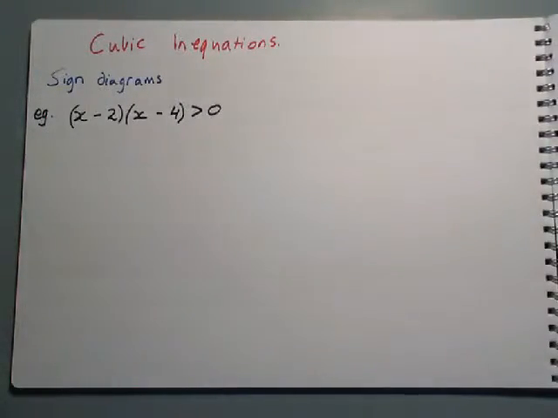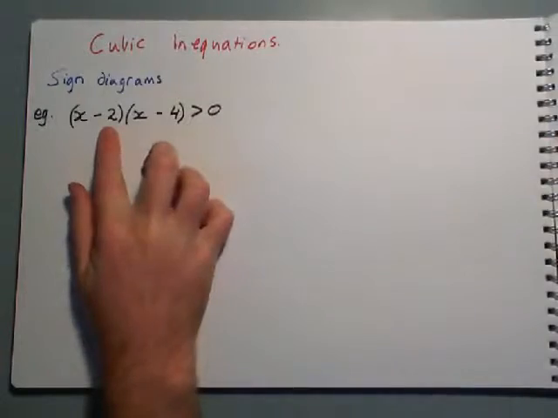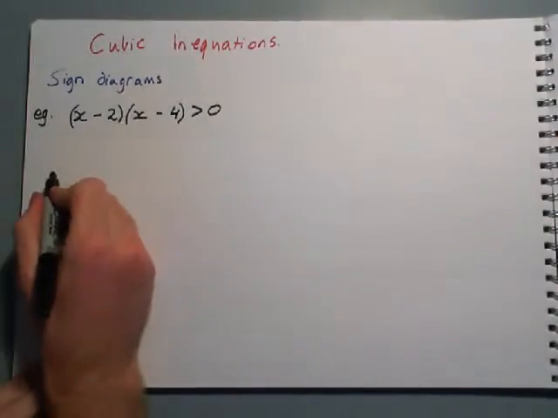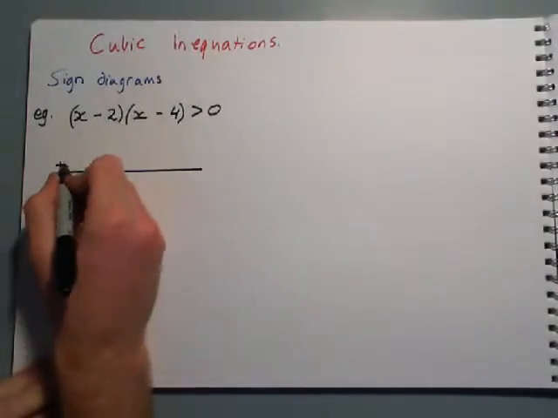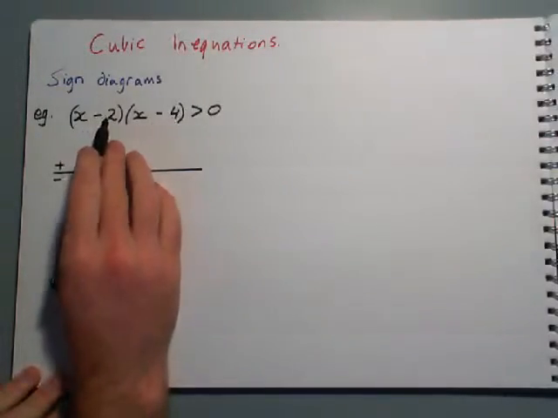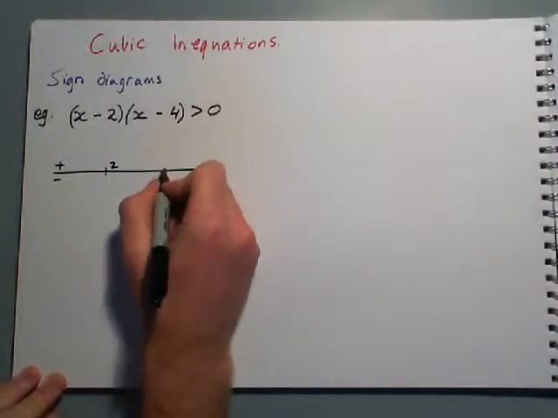Alright, in this video we're just going to have a look at sign diagrams for cubic inequations. Now we've had a look at this in quadratics, and just as a review, here's an example. So we've got (x - 2)(x + 4) greater than 0. So this is inequations. So sign diagram, you've got positive and negative. Well, these are our intercepts, so the opposite, positive 2 and negative 4.